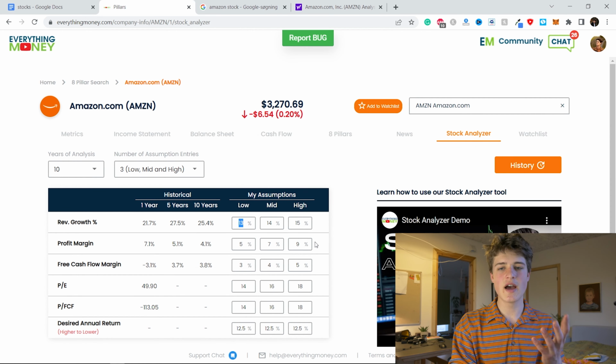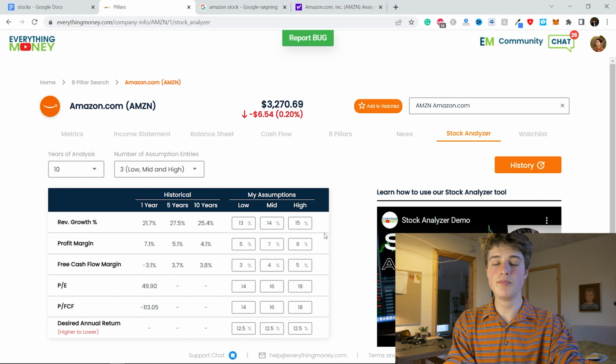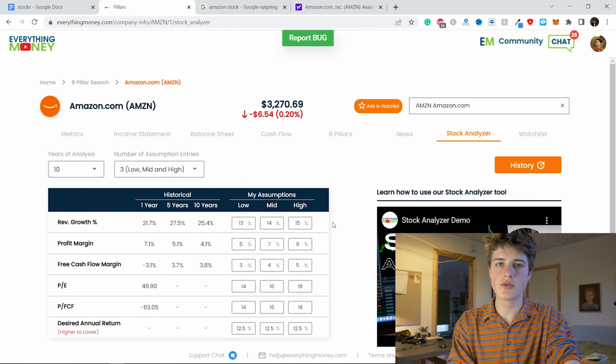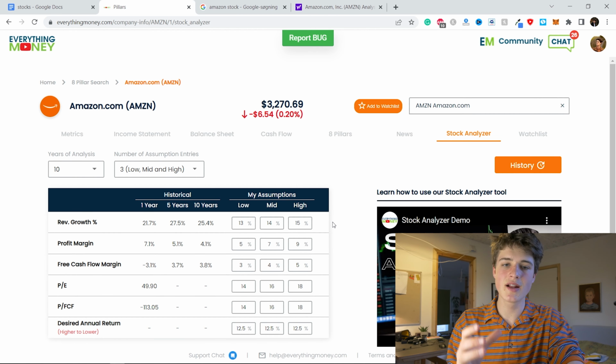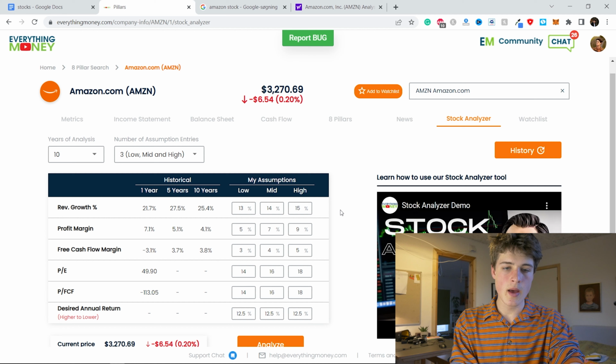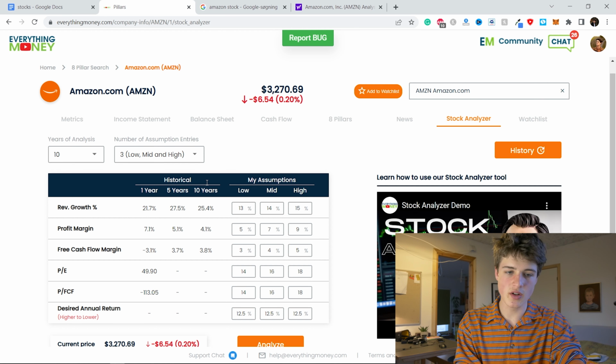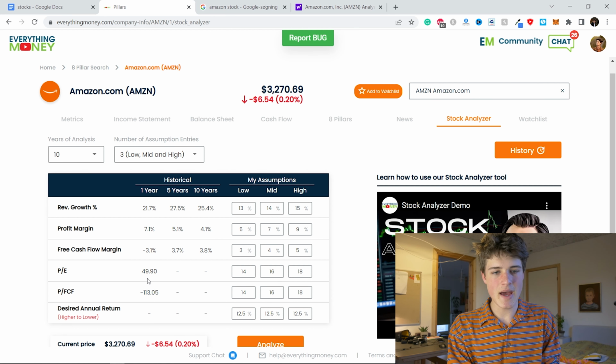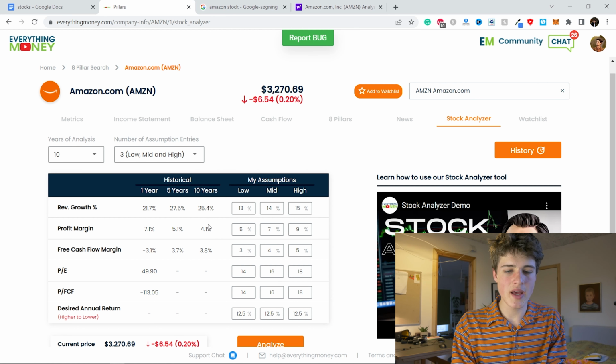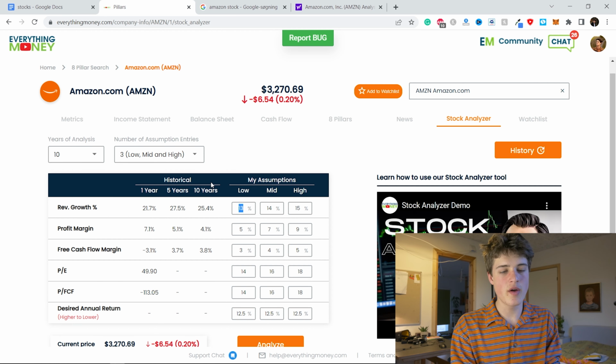But yeah, here I already played around with the stock analyzer tool, and these are like the most bullish assumptions that I could come up with myself. We'll take a look at Analysts Assumptions here in a bit. But basically, 10 years of analysis, we have low, mid, and high assumptions here. This is the historical data. And basically what I went ahead and did here was I popped in 13, 14, and 15 for the revenue growth.